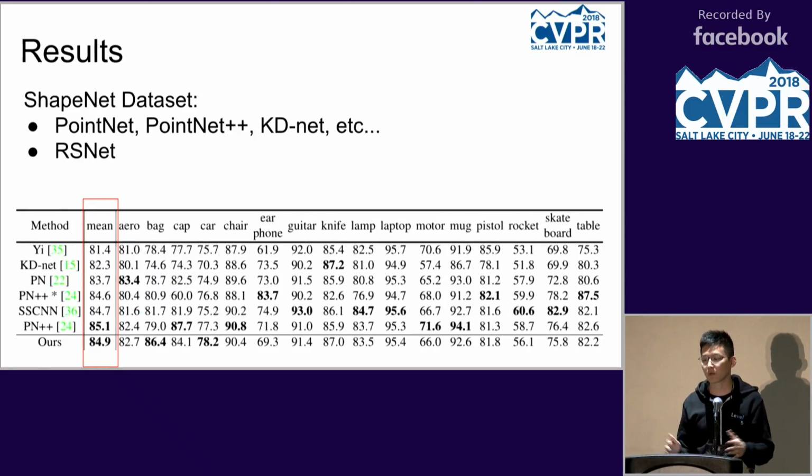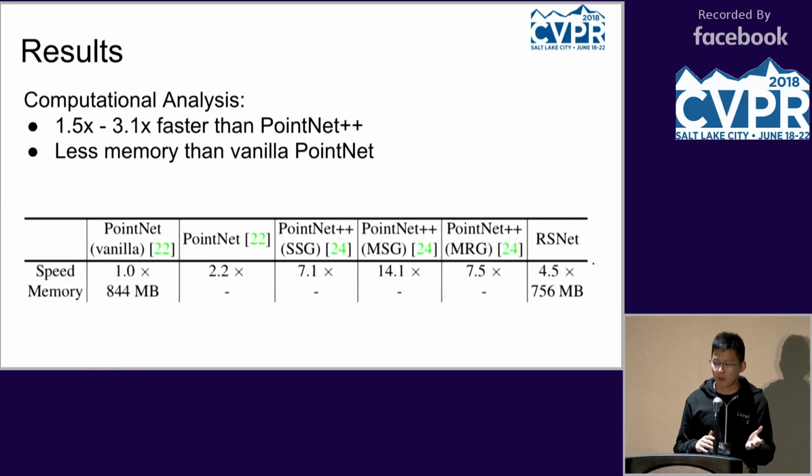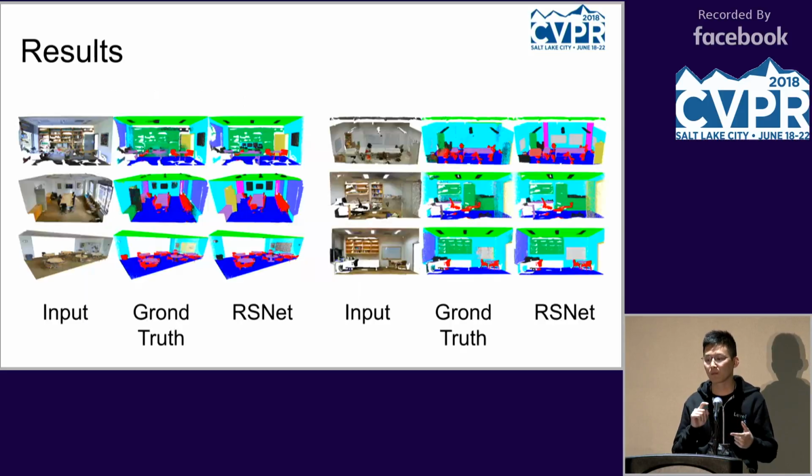We also compared with a bunch of other algorithms such as KDNet on the ShapeNet part segmentation task. And when not using the normal information, our algorithm is able to achieve state-of-the-art performance. As I mentioned before, RSNet is very computationally efficient. It's much faster than its counterpart, PointNet++. It even requires less GPU memory than vanilla PointNet. That means we can apply RSNet to some real-world applications.